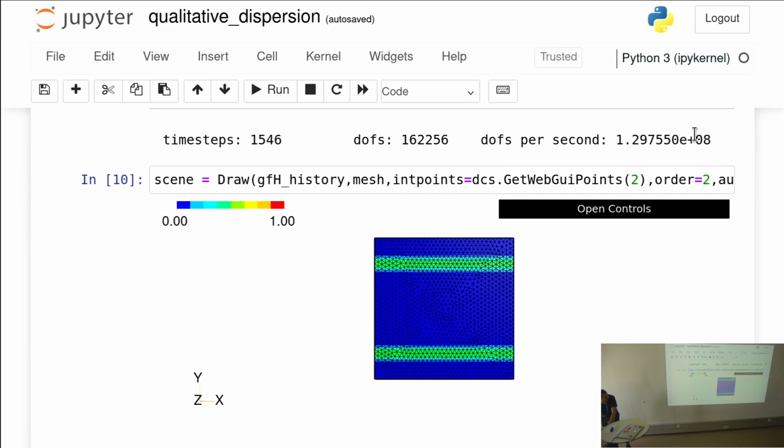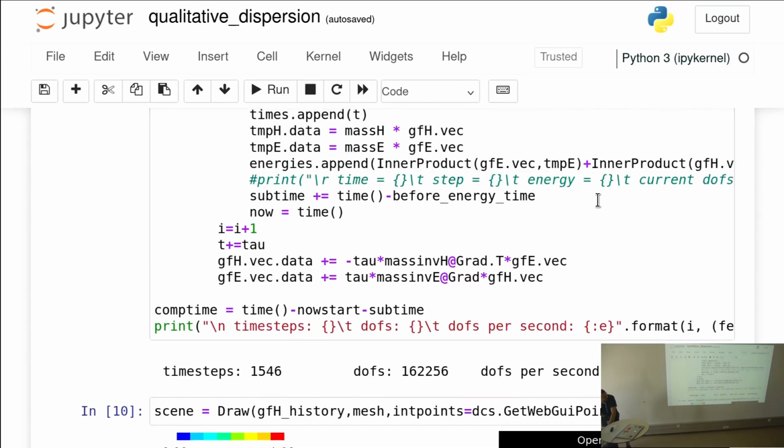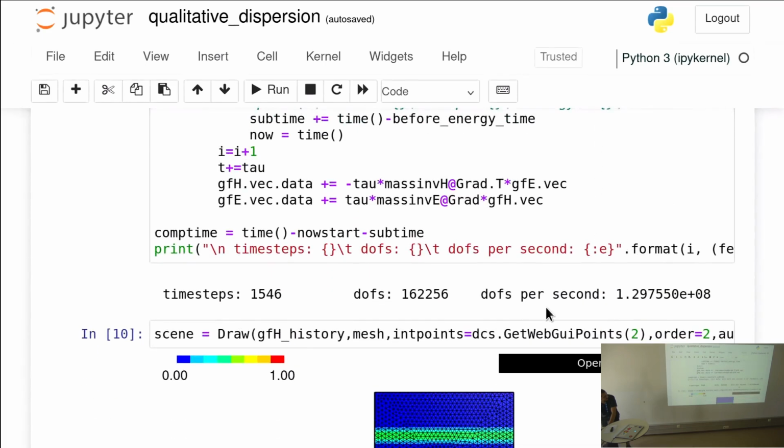It has like 160,000 unknowns. And if we look at how many degrees of freedom per second we are able to compute, it's like 130 million degrees of freedom per second, which I think seems impressive, but yeah, people who actually know different codes have to compare that. Okay, now this is a 2D toy problem.